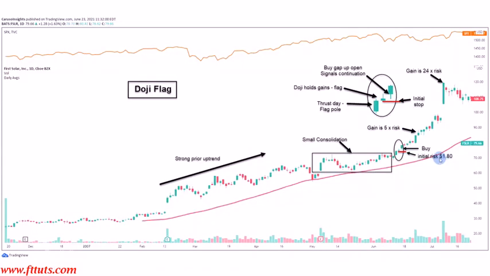So in this example here, we had a $1.80 risk. We bought on that open, and very quickly we had 5 times our risk, only within about a week, and soon after that 24 times our risk. So again, it doesn't happen very often because you need both a consolidation and a breakaway move and a doji flag. It's a little more difficult for it to come together, but when it does, you tend to get these very explosive moves, similar to a high tide flag.